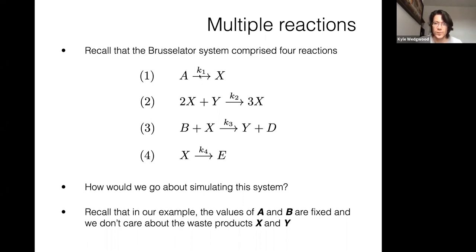We have these four reactions where X is produced by A at a rate K1. We have some interaction between X and Y that takes a Y and makes another X. We have some reaction between B and X that produces a Y and some waste product D, and then X just decays at some rate K4. And what we're going to do in this example is, before these were rates, so we treated X and Y as concentrations and the K's were rates. Now the K's are going to be probabilities, and our X and Y variables are going to be like the number of molecules, if you like, of X and Y.